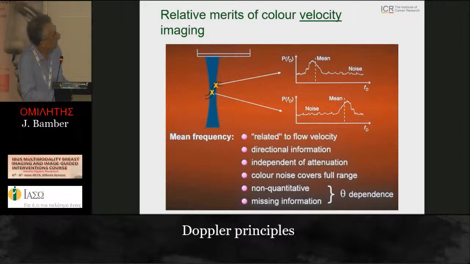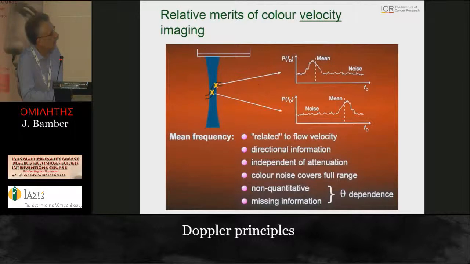And at this point, the flow direction is mostly along the sound beam, and at this point, it's almost at 90 degrees. So the Doppler spectrum, frequency here and power in the signal, would be the same, except that it shifts to a very low value, in this case, where the angle is nearly zero, and a very high value when the angle is nearly at 180 degrees. Sorry, that's 90 degrees for this one. So we get a mean frequency here that is related to the flow velocity, but only related because it depends so much on the angle. You get directional information, and this value is largely independent of attenuation. So you don't need a time gain compensation or swept gain for this type of velocity imaging.